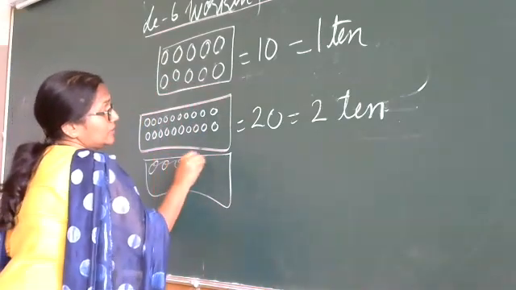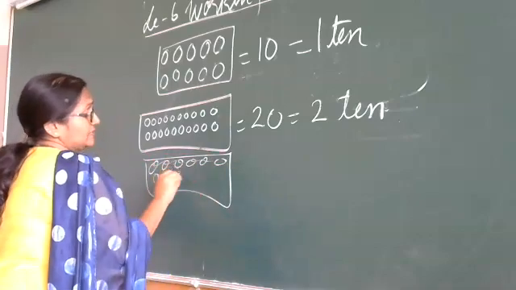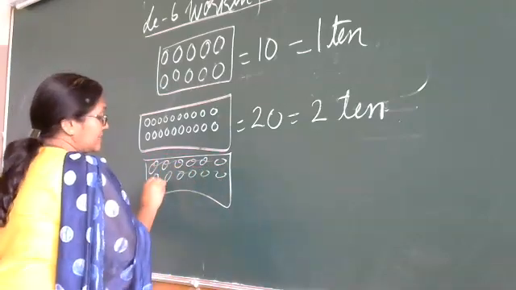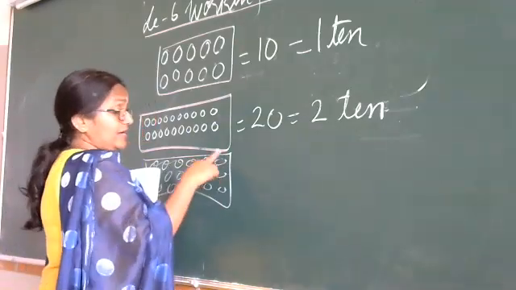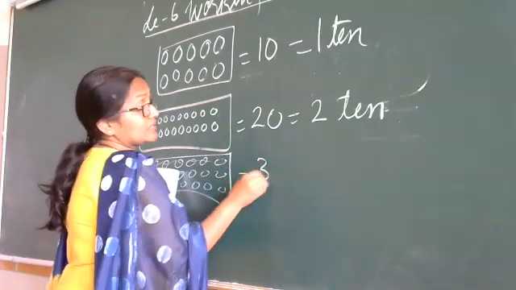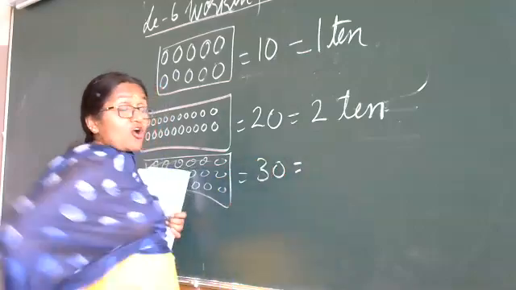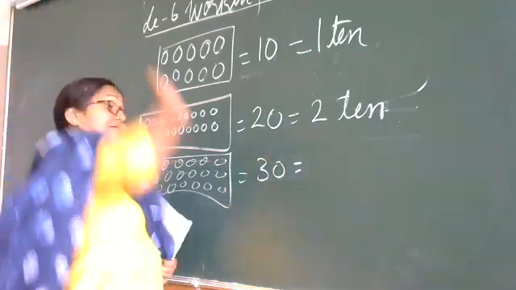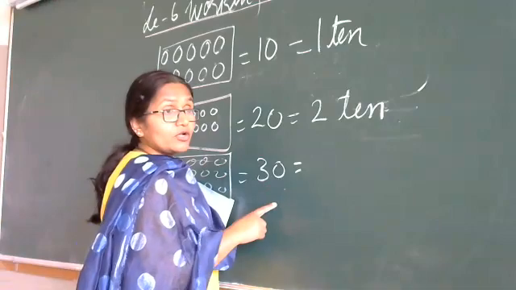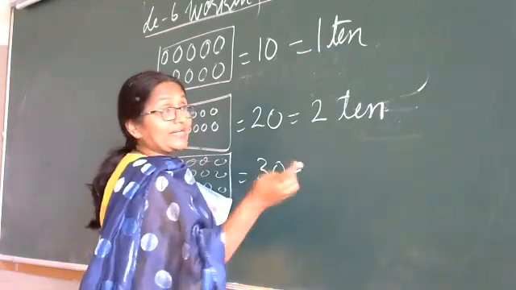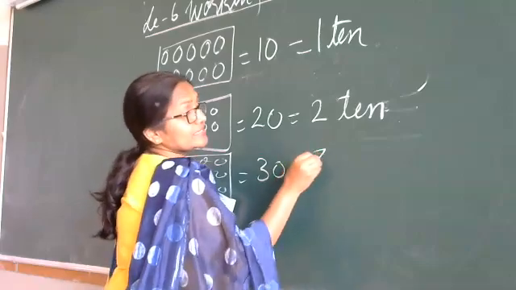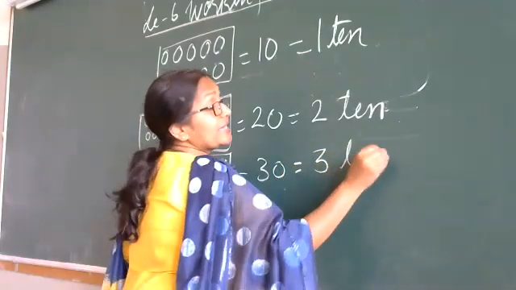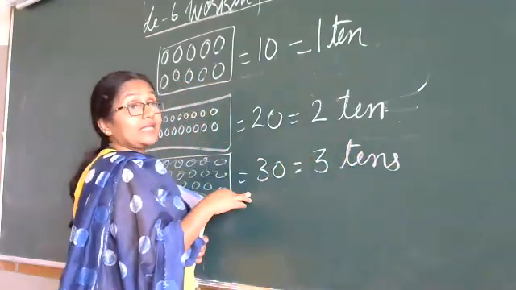If you go to see all this, 320, 3 times 10, 10, 10, it is 30. 3 times, 10, 20, 30, it becomes 30. So, how many tens does it become now? 30 means how many tens? 3 tens. 3 tens means 30.